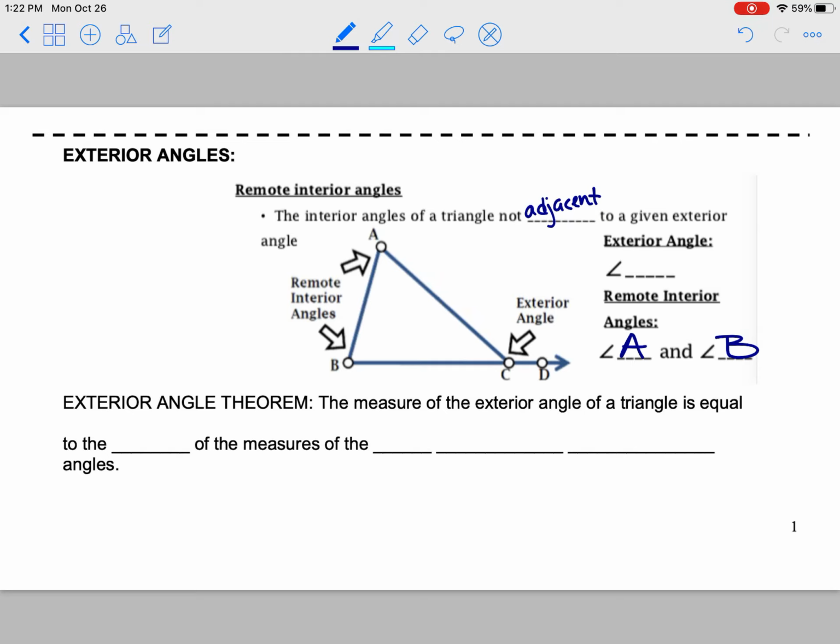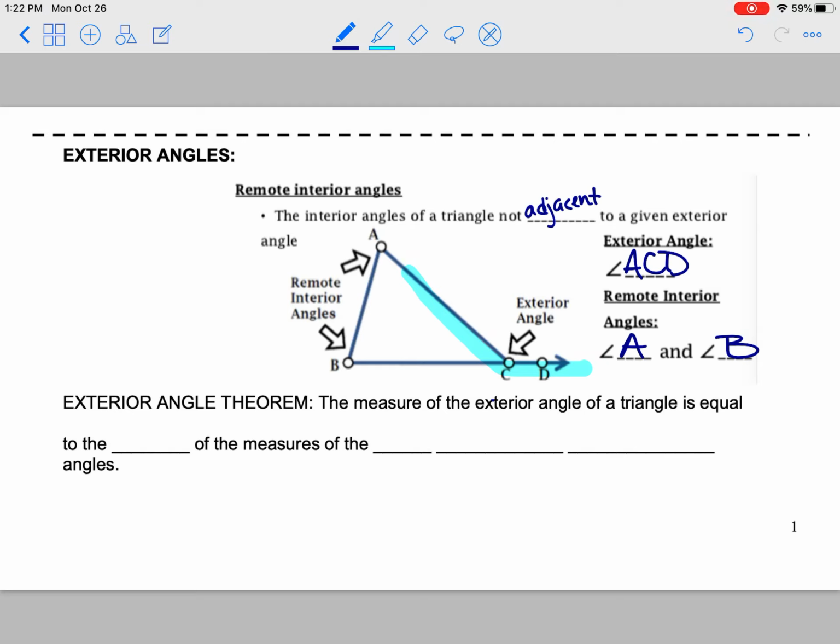We can't just say angle C because C is talking about two different angles, one on the inside of the triangle and one on the outside. So if we want to specifically talk about the outside one, we would follow this path, okay? And that path goes from points A to C to D.